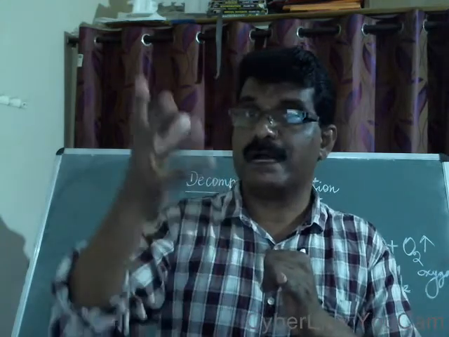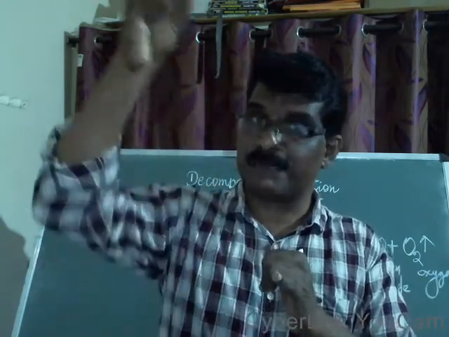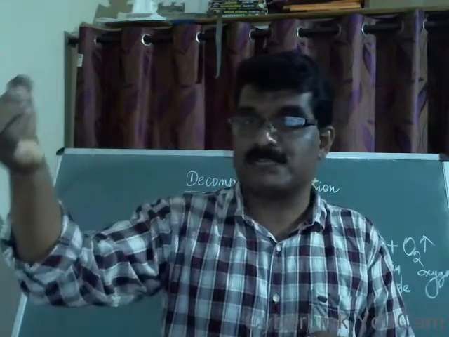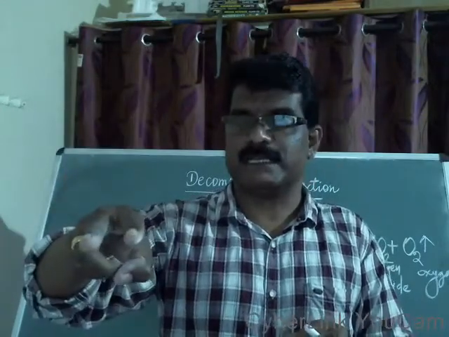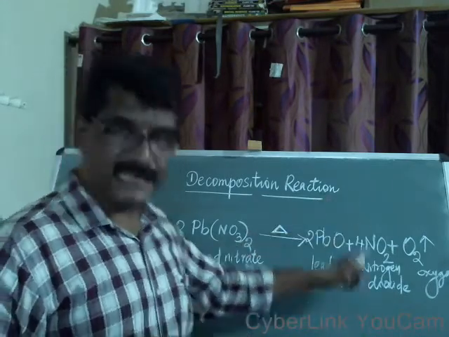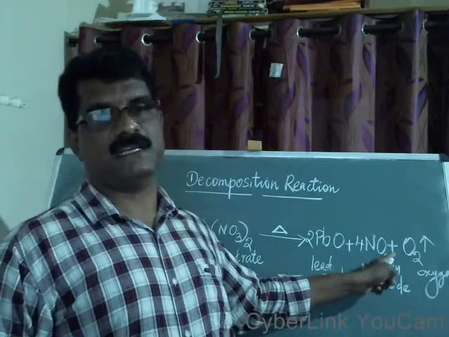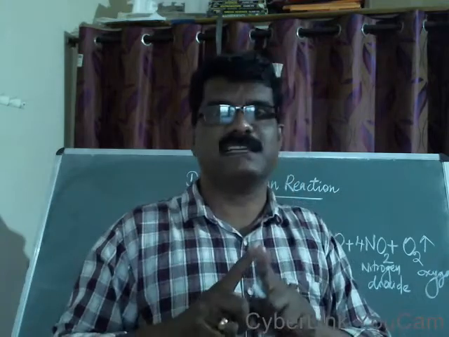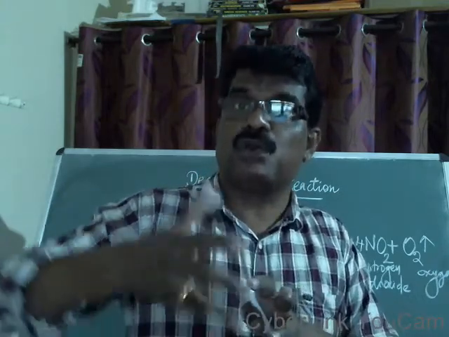First one, heating of iron sulfate. You got iron oxide, sulfur dioxide, sulfur trioxide. 3 products you got. One reactant became 3 products. In the next one, calcium carbonate, when you heated, it gave you 2 products, calcium oxide and carbon dioxide. Here, when lead nitrate is heated, we are getting lead oxide, nitrogen dioxide, the brown fumes, and the oxygen. So in all these cases, a single reactant, a single chemical substance gave you 2 or more products.